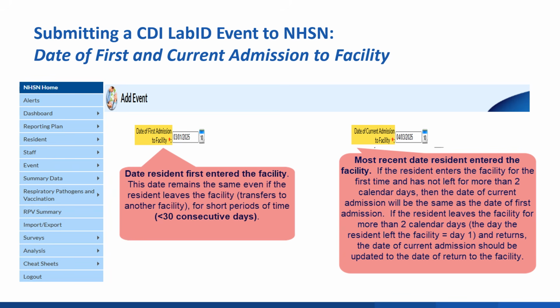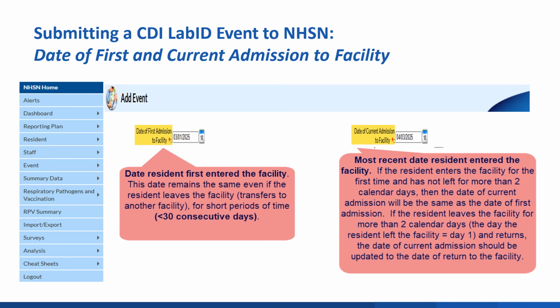Date of first admission to facility. If the resident leaves the facility and is away for 30 or more consecutive days, the date of first admission should be updated to the date of return to the facility. Select the date of first admission using the drop-down calendar.